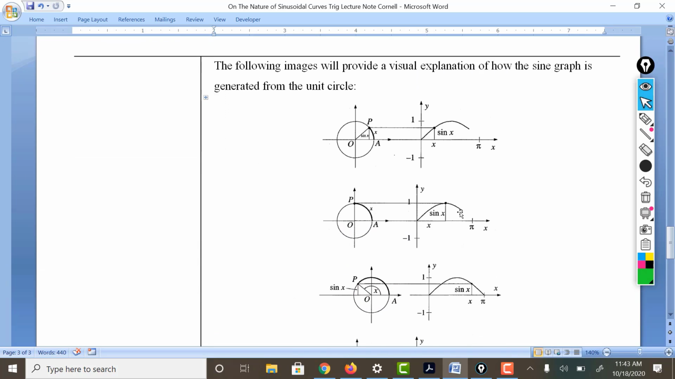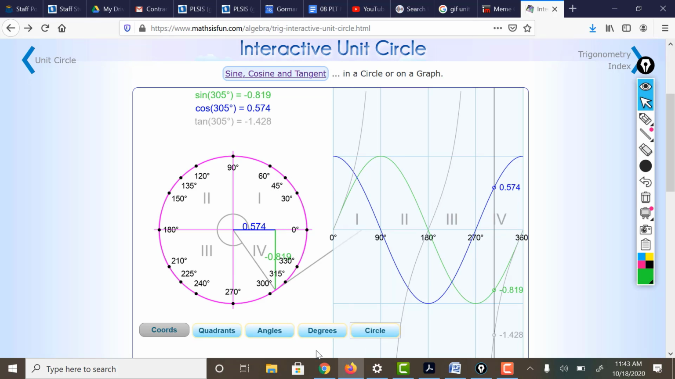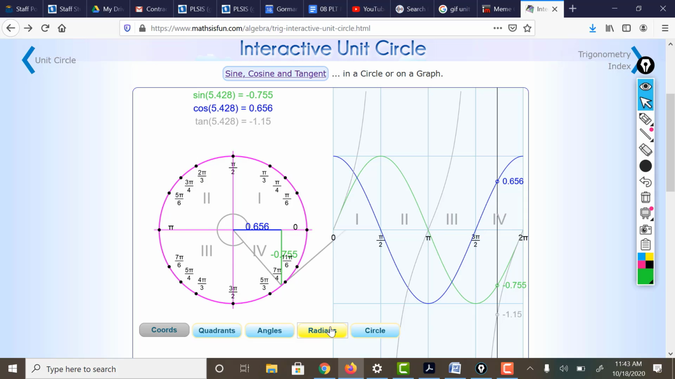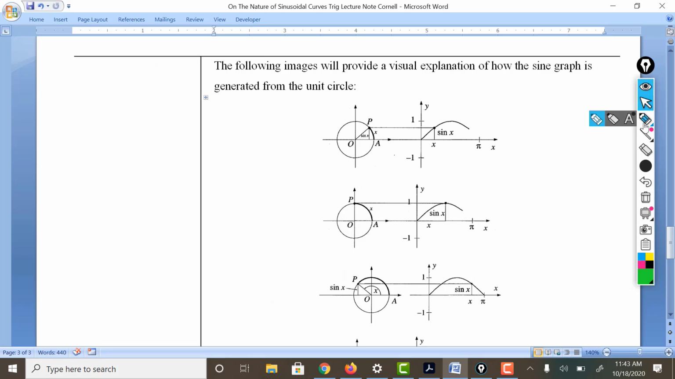And of course you can always go visit that simulation if you want to play with it, and you can add different options. You can change it from degrees to radians, which we'll focus on radians mostly. Here are some pictures though to maybe help you better understand what's going on.